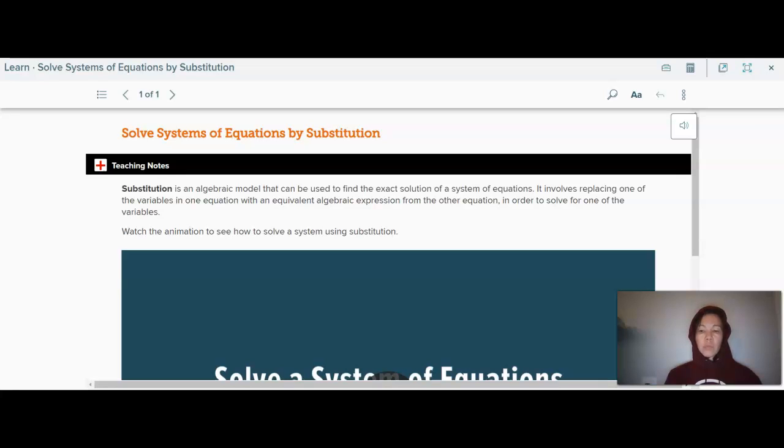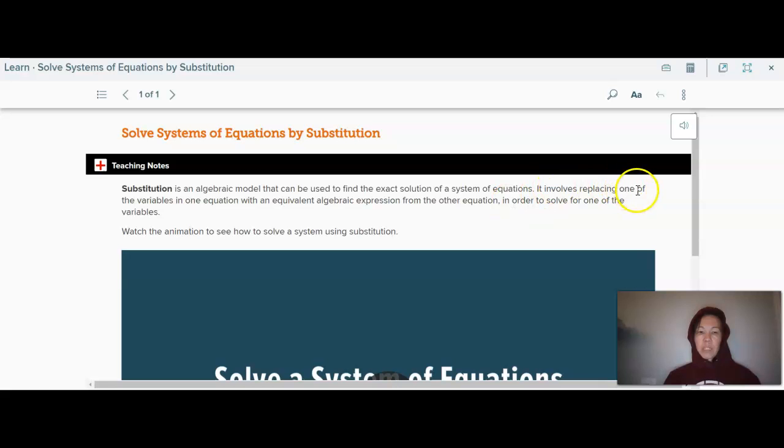So, today we're going to solve systems by substitution. This is 6.3 in your book. We looked at graphing, we looked at telling how many solutions there are, and now we're going to solve systems by substitution. Substitution is an algebraic way to solve, so we did it geometrically by graphing.